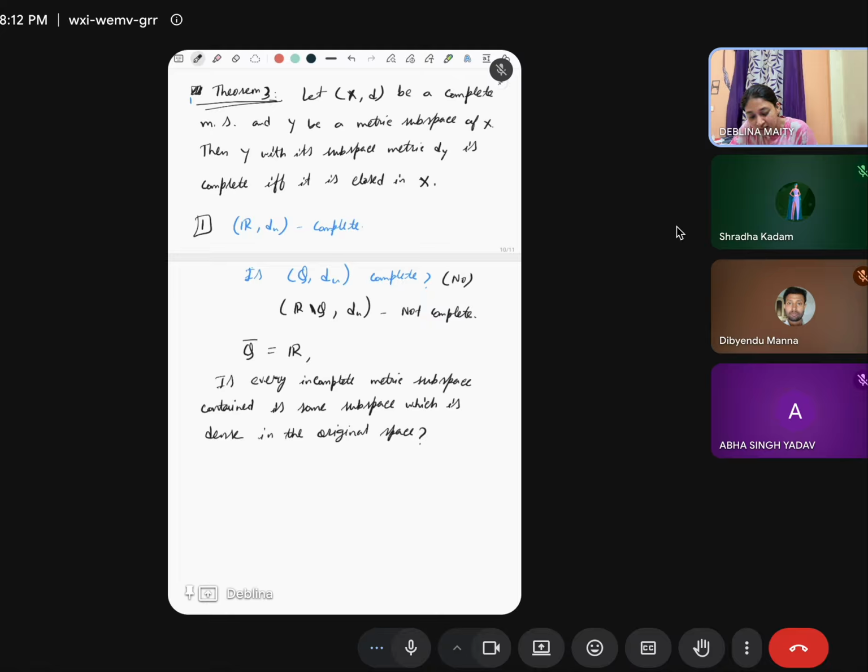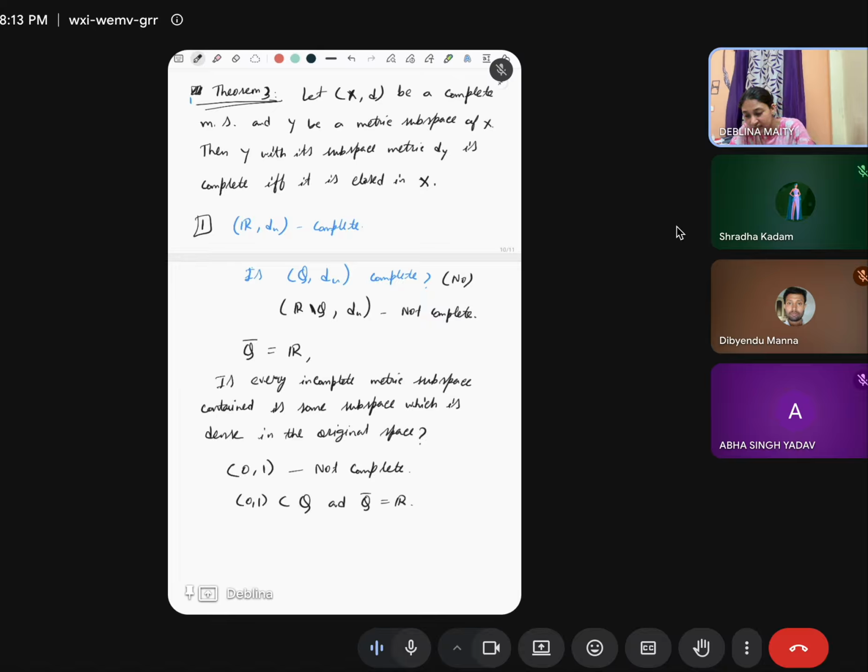Similarly, this (0,1), open (0,1) in R, is not complete because it is not closed in R, right? But (0,1) is contained in Q, such that the closure of this Q is dense in R, the whole metric space, right? Q and Q bar is R.